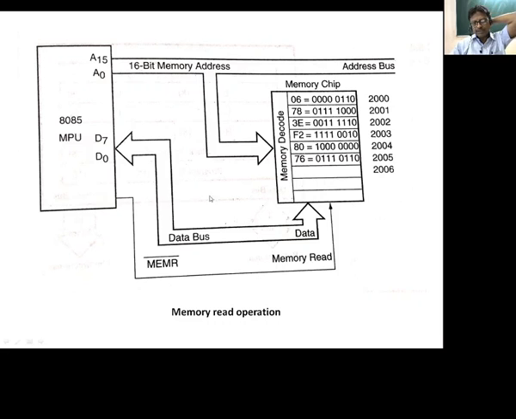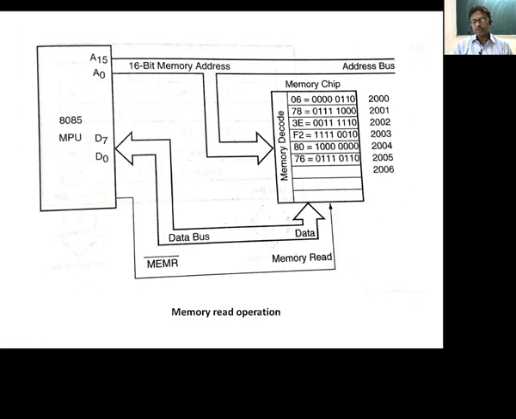Similarly, if it is a memory write operation, first the microprocessor will send the address of the memory where it wants to write something. Then it will send not the memory read, but the memory write signal to the memory chip, and then it will send the 8-bit data which it wants to write at that memory address. This data will be loaded on the data bus and come to the memory, and whatever data is available will be copied and stored at the memory address defined by the address. So similarly we have memory read and memory write.